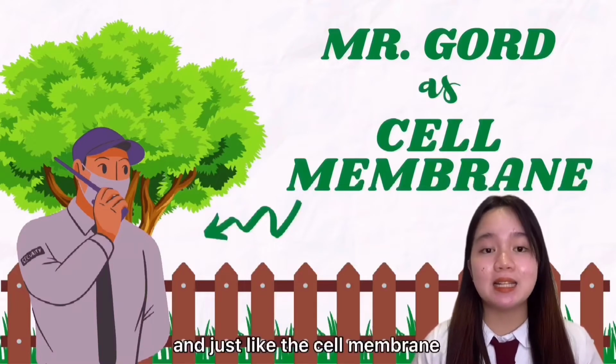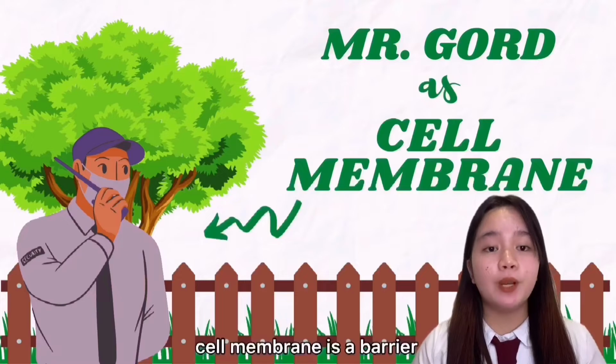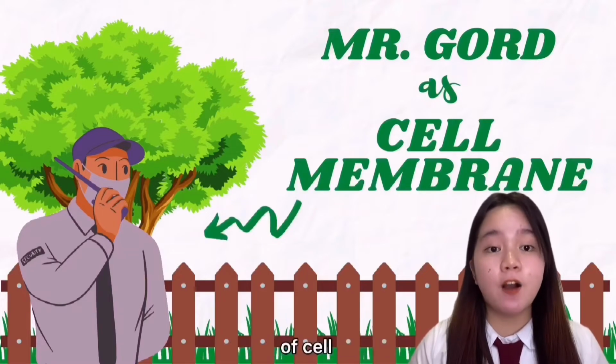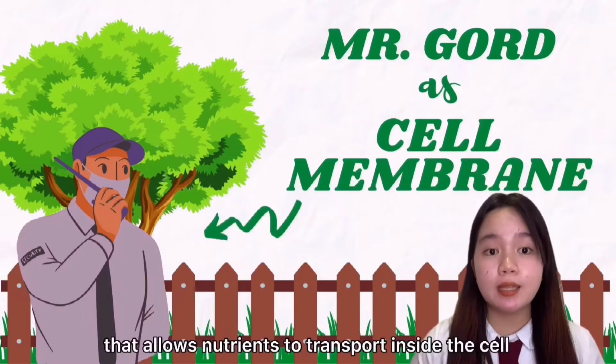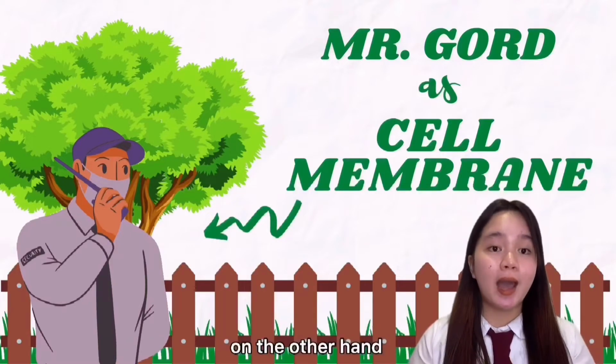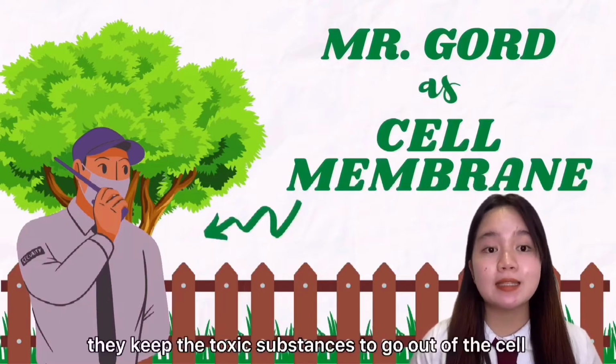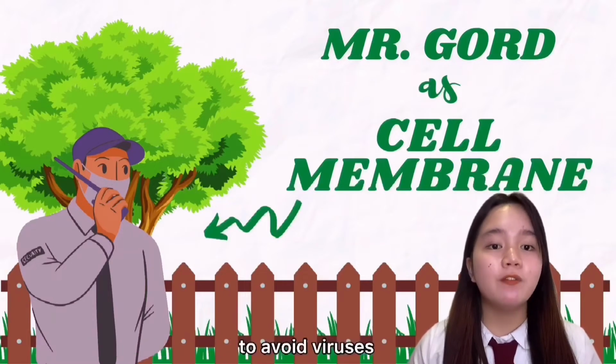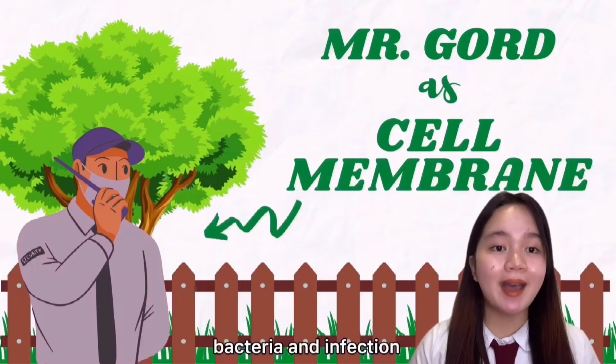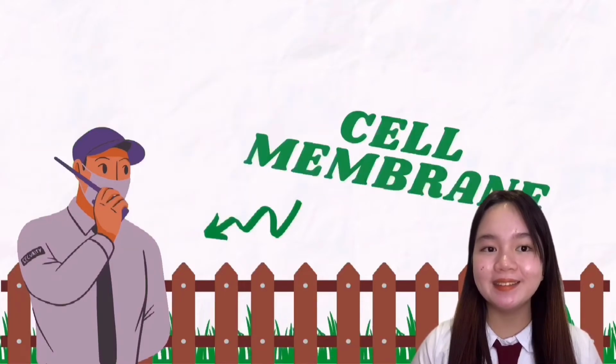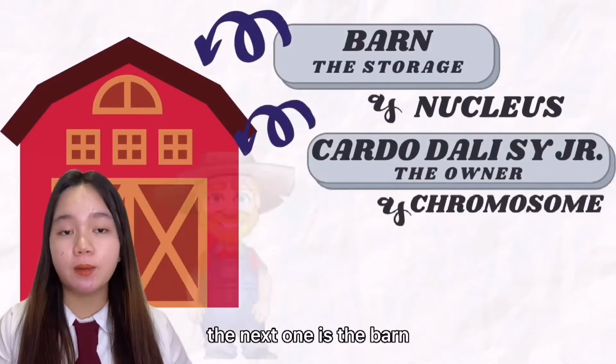And just like the cell membrane, it is a barrier of the cell that allows nutrients to be transported inside the cell. On the other hand, it keeps toxic substances from going out of the cell to avoid viruses, bacteria, and infection. The next one is the barn.